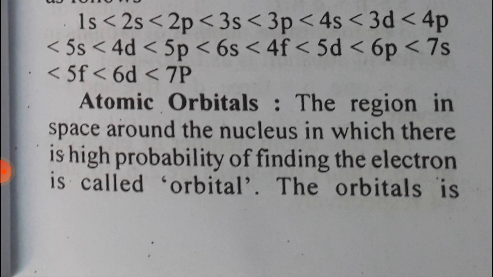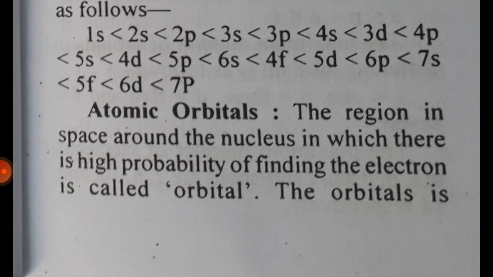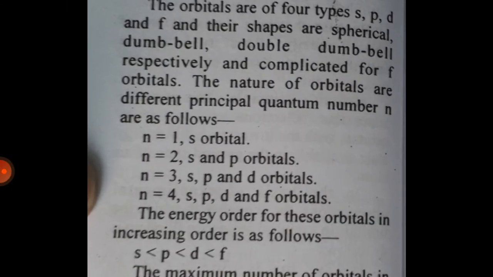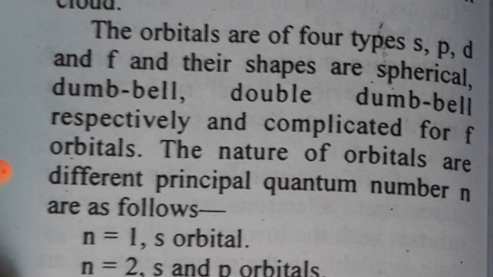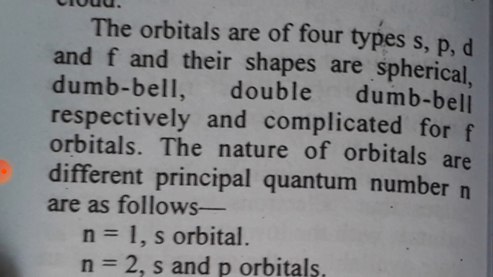Atomic orbitals. The region in space around the nucleus in which there is a high probability of finding the electron is called an orbital. The orbital is generally represented as an electron cloud. The orbitals are of four types: s, p, d, and f, and their shapes are: s spherical, p dumbbell, d double dumbbell respectively, and complicated for the f orbital.